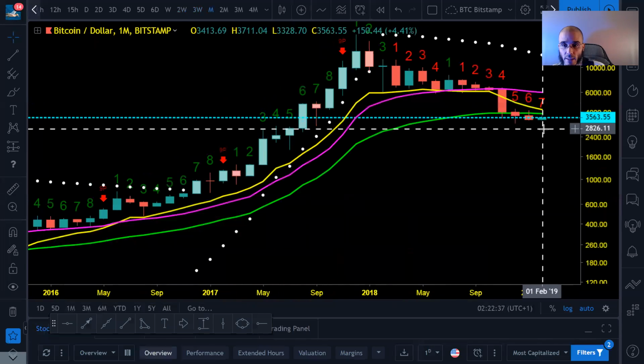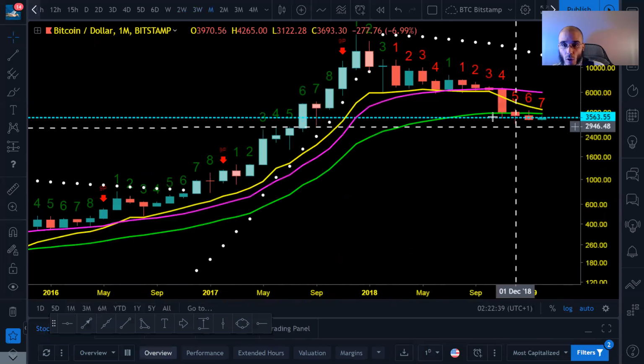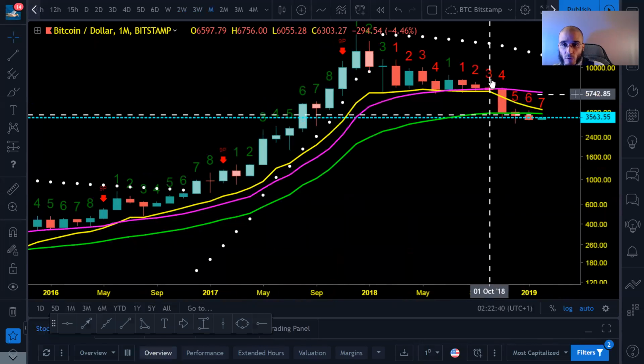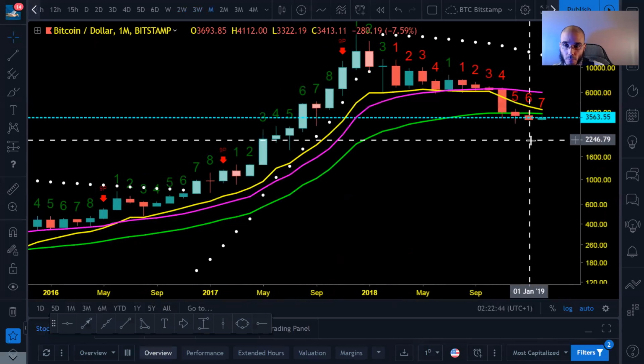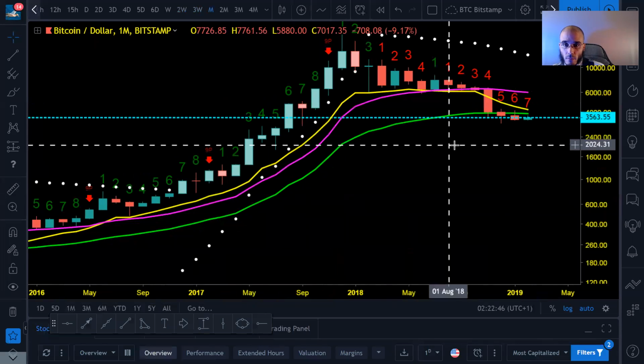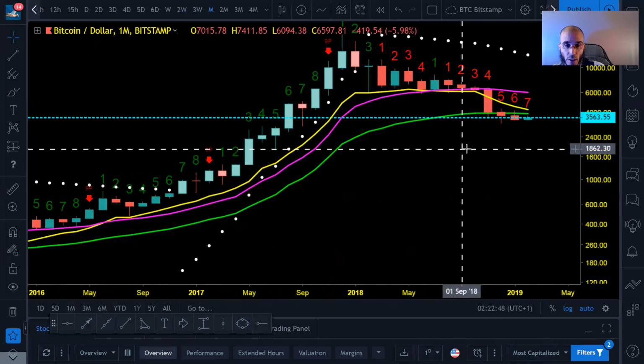1 month, you're on a 7, so expect a 9. You are below all those moving averages that you see. Stop inverse are higher than the price.